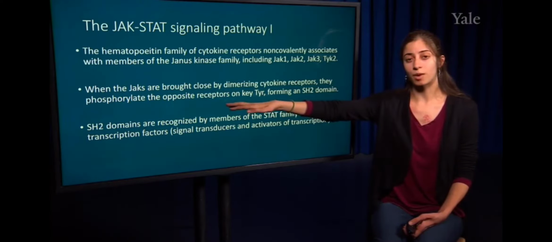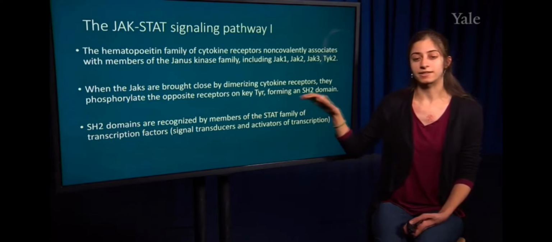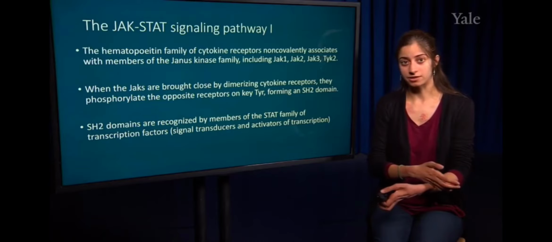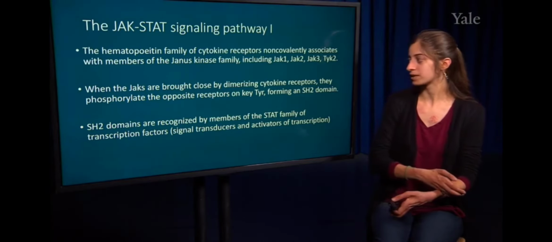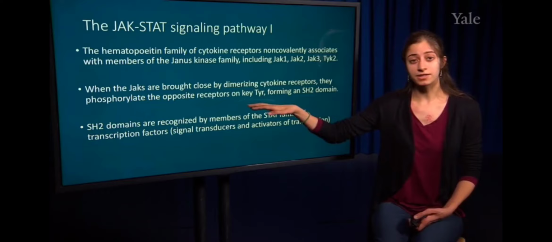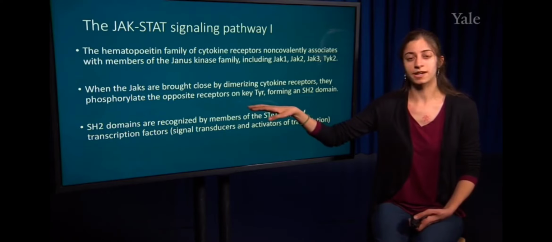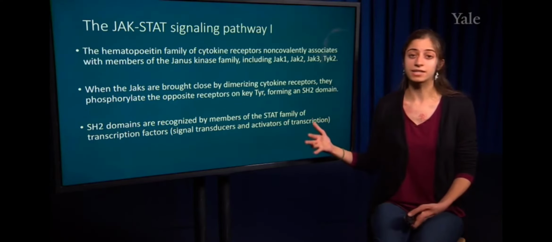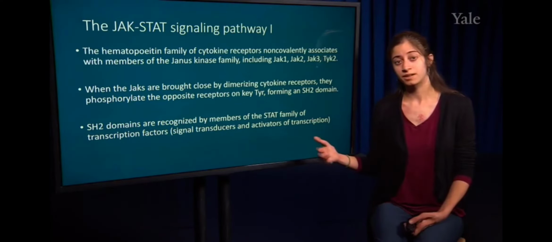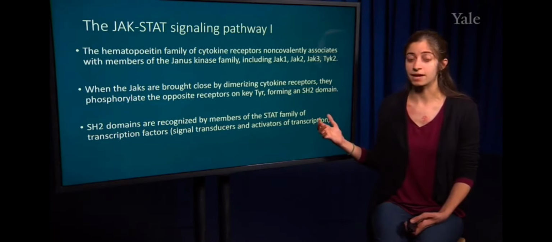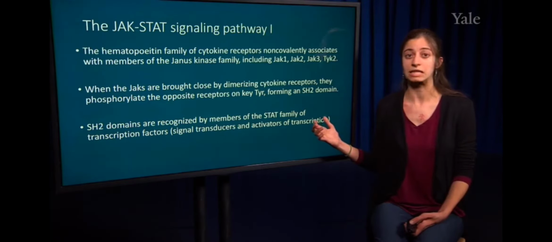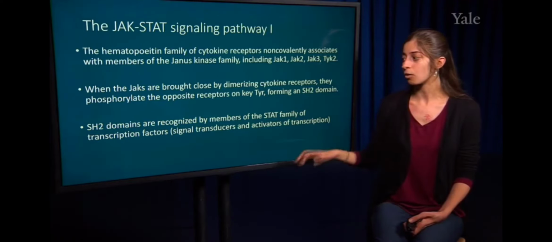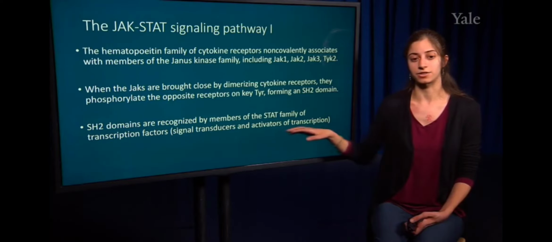When the JAKs are brought close together by the dimerizing cytokine receptors, they'll phosphorylate the opposite receptor on tyrosine residues on the receptor itself. A phosphorylated tyrosine, as you may remember from earlier lectures, can be recognized by a conserved SH2 domain, which is located on many different types of signaling proteins. In this case, the SH2 domain that recognizes the phosphorylated tyrosine on the receptor belongs to the STAT family of transcription factors, or signal transducers and activators of transcription.